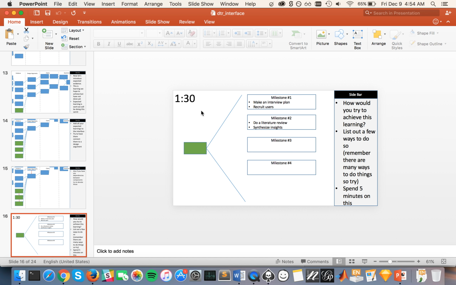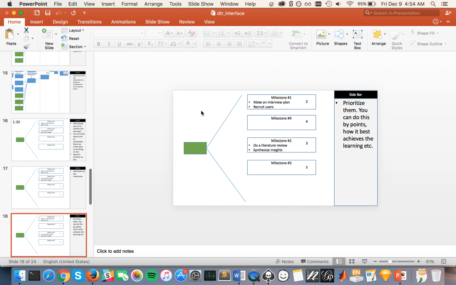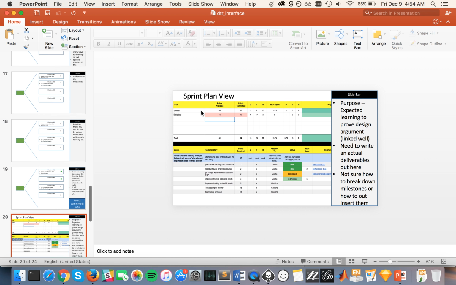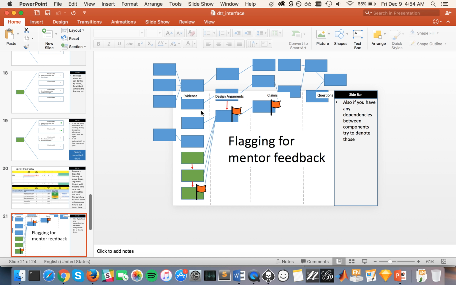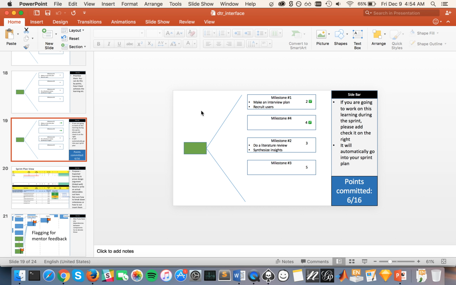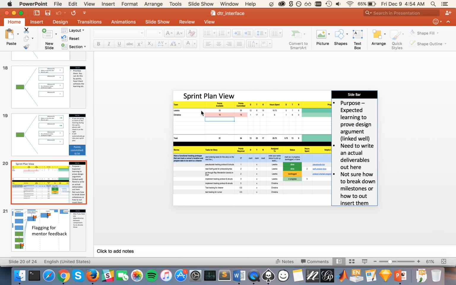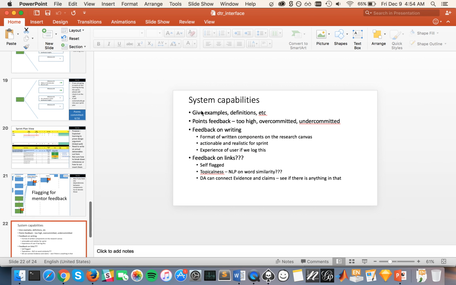Breaking evidence down into milestones: how would you want to achieve the learning, basically? So adding points and stuff of that nature. Might go back to this for evidence, but we'll see. Still trying to figure out how to break that down, so I'll table that for a little bit later. But the idea is you write it in your canvas, and this slide is mostly about inserting it straight into your sprint planning sheet, and then maybe you flag them for mentor feedback.